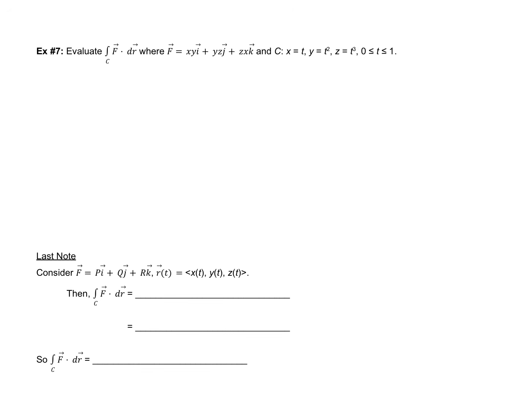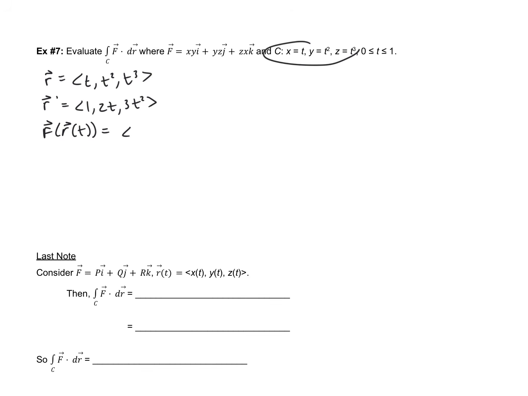Example 7, evaluate this work integral. We're given f, we're given C. Okay, so let's get started. r then is t squared, t cubed, which means that r prime is 1, 2t, 3t squared. Our f of r, again, that just comes from plugging these in for x, y, and z into f. That gives us t to the third, t to the fifth, and t to the fourth.